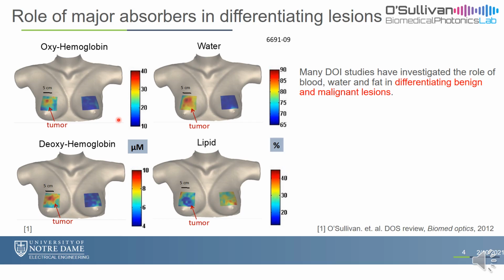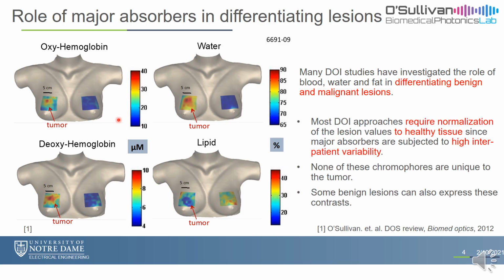Many DOI studies have investigated the role of each of these four biomarkers in differentiating benign and malignant lesions. However, most DOI approaches require normalization of these chromophore values in the lesion to the normal tissue or the healthy counterpart, since these are major tissue absorbers and they are subjected to high variability from one patient to the other. Also, none of these chromophores are unique to the tumor. They are also found in perfectly normal healthy tissue, and some benign lesions have also been shown to express similar contrast.